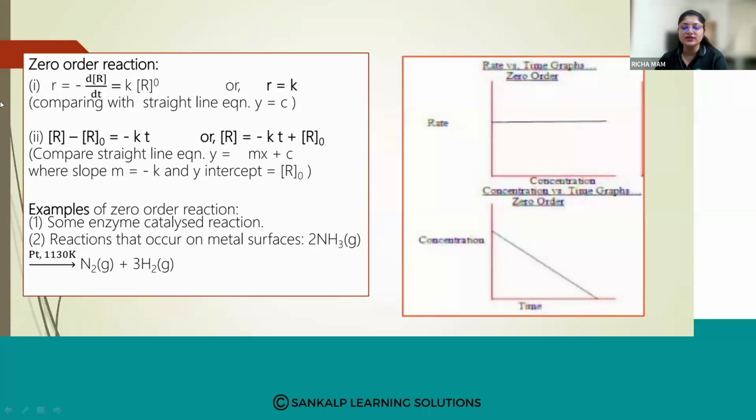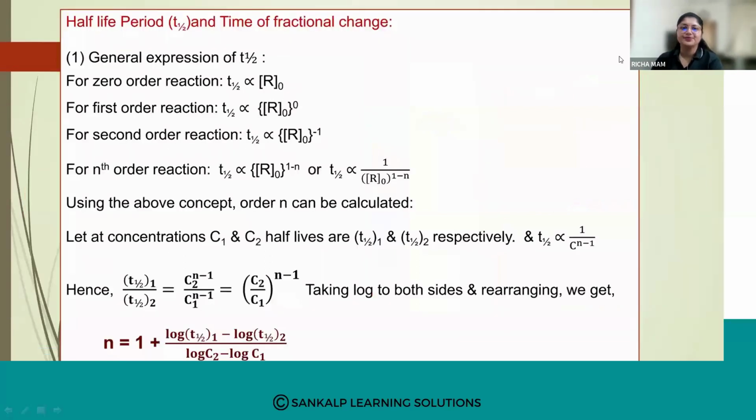First one is the zero order reaction. Now what do you mean by zero order reaction? A reaction in which the rate of the reaction is proportional to the zero power of concentration. Please note the definition.